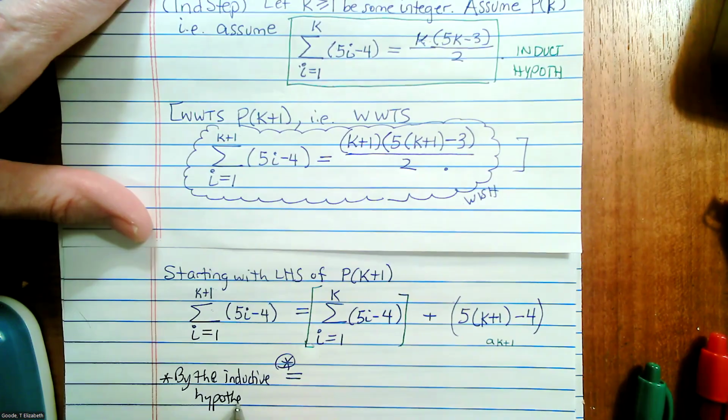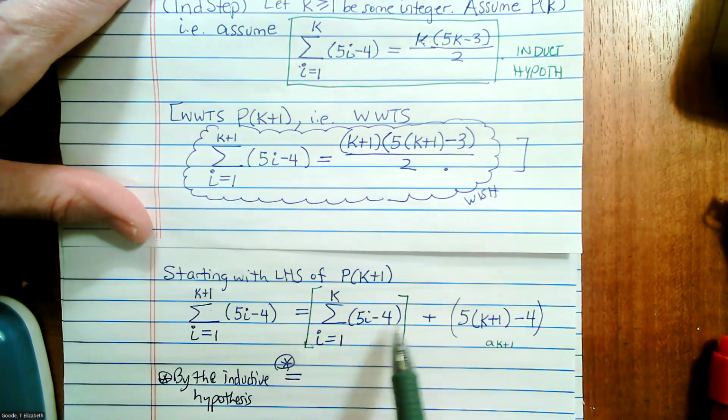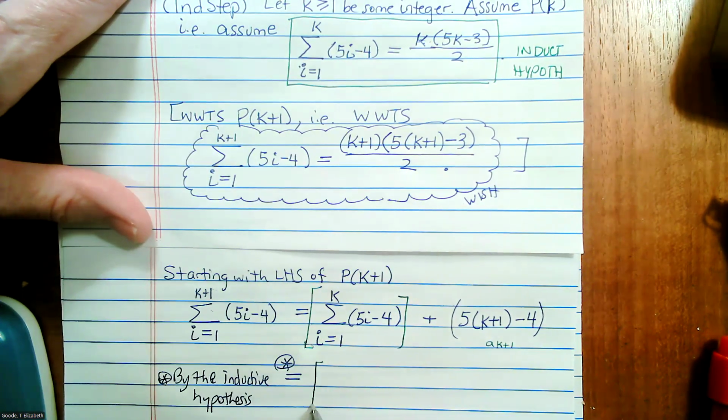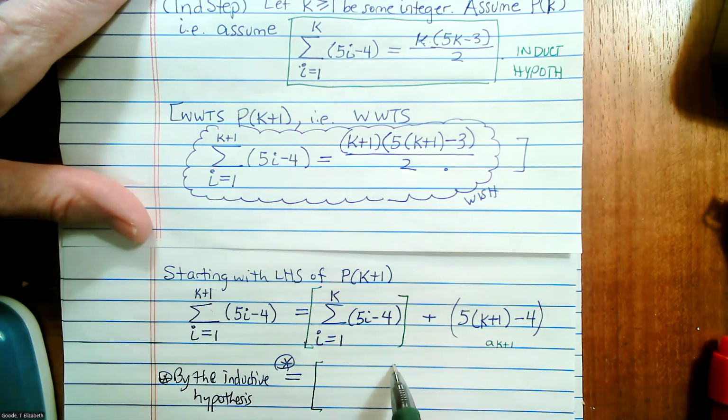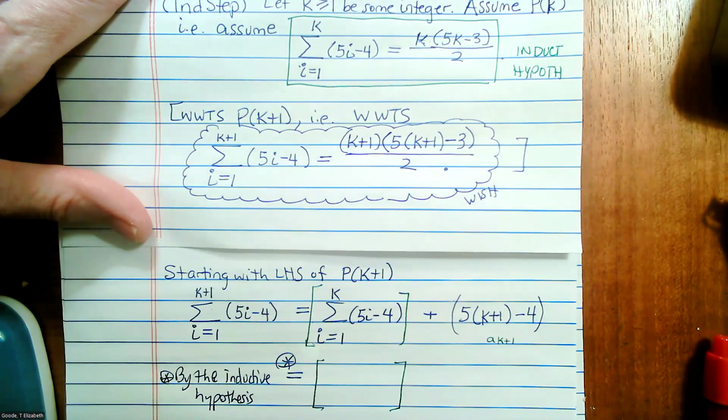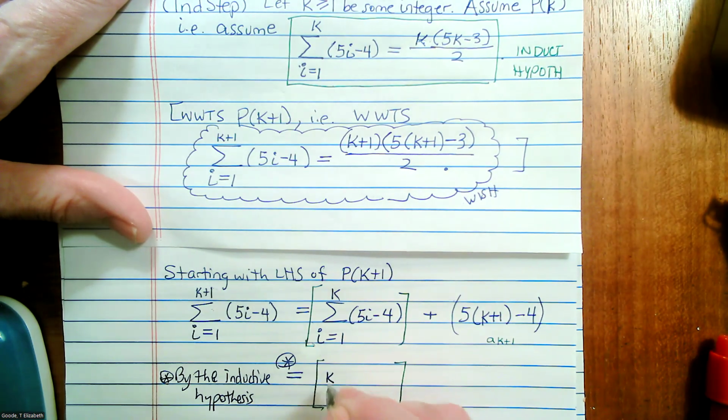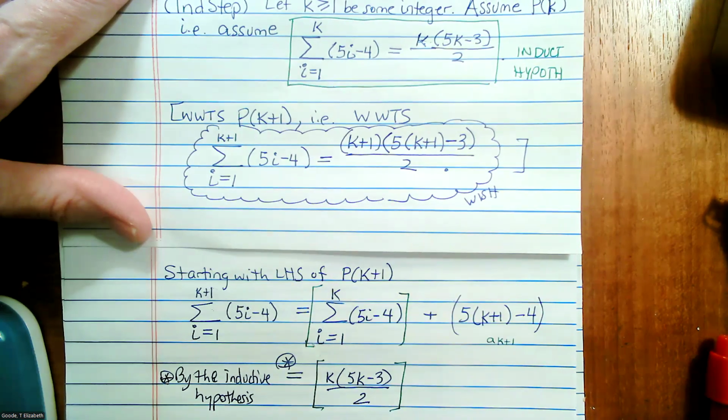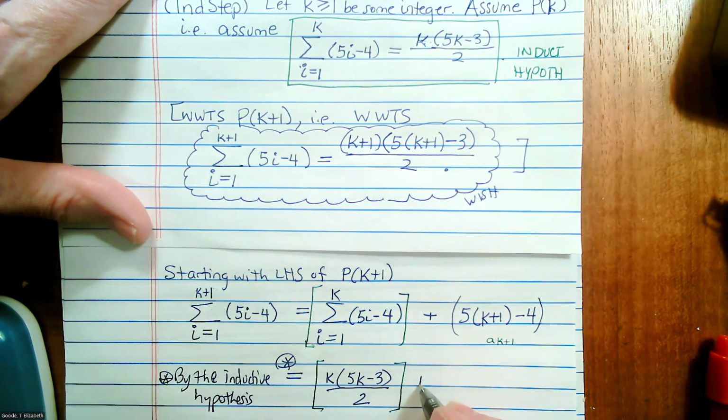You can just say by induction, but if it helps you, you can say by the inductive hypothesis. We're going to make the substitution. What should we put in for this now, Stephen? Do we put in the K, 5K minus 3 all over 2? Exactly. Now you're starting to have earned a lot of credit.